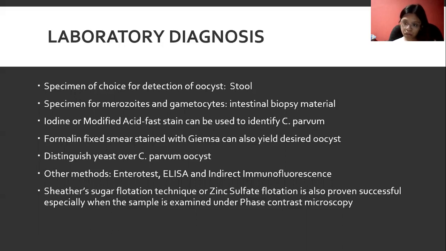Pero mahalaga po na ma-identify po natin siya over yeast kasi magkamukha po sila, parehas po sila ng itsura. So usually po nami-misidentify ang ating Cryptosporidium parvum. So other methods that can be used for the detection of this parasite are the Enterotest, ELISA, and indirect immunofluorescence.